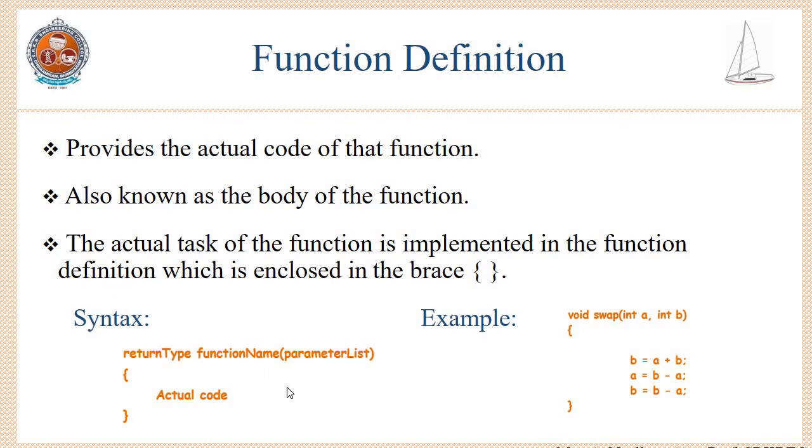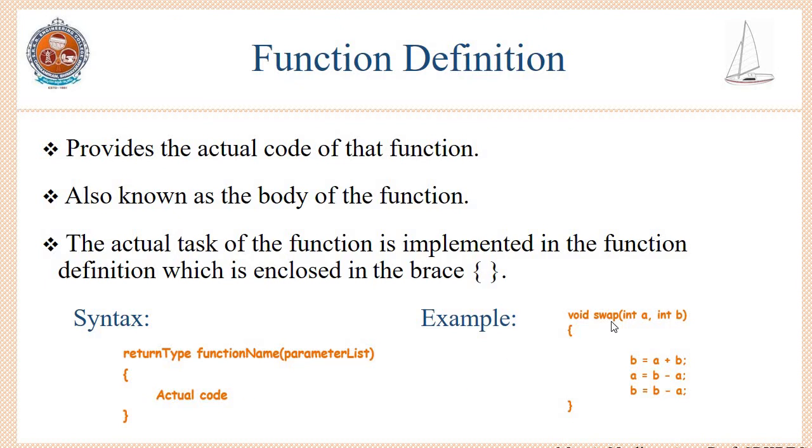And coming to the function definition, which provides the actual code of that function. The function definition is also known as the body of the function. The actual task of the function is implemented in the function definition, which is enclosed in curly braces. This is the syntax: return type, function name, parameter list, and whatever code we have to include in these curly braces. And this is the example.